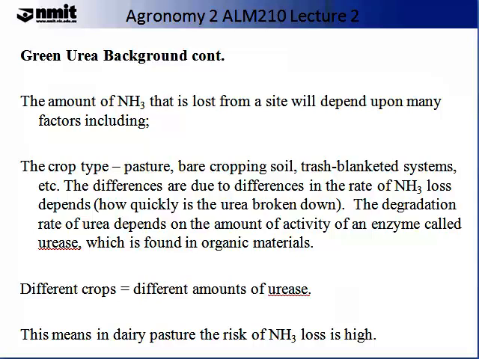The degradation rate of urea depends on the amount of activity of an enzyme called urease, which is found in organic materials. Different crops and pasture systems contain different amounts of urease. For example, a dairy pasture has high risk of NH3 loss.